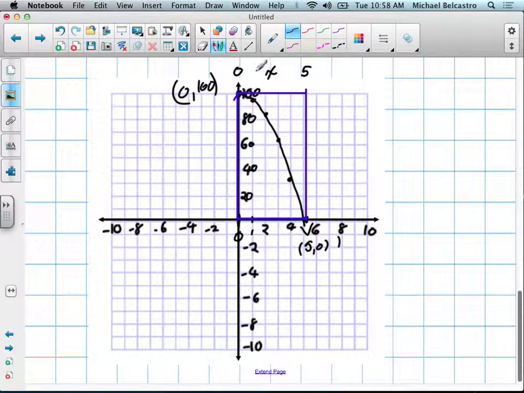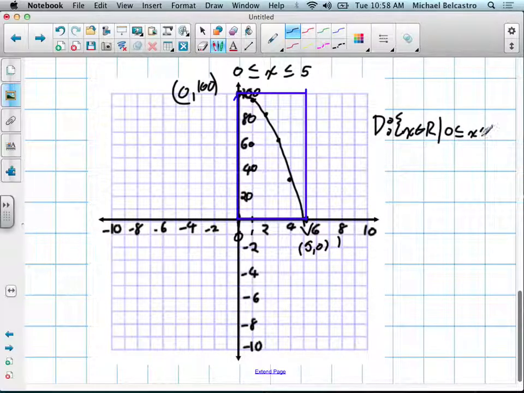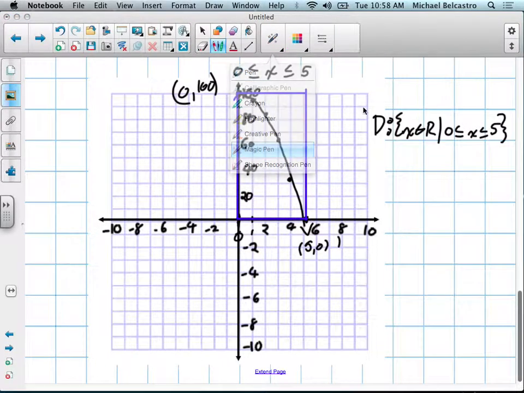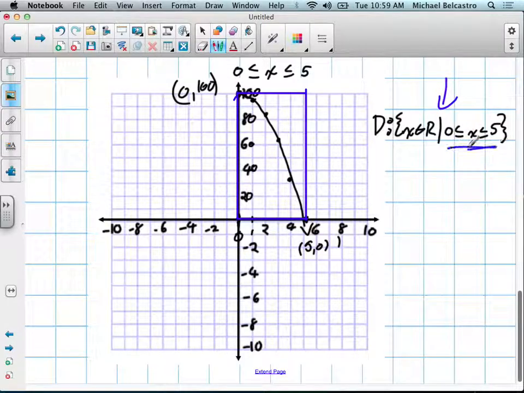So the way we write this is we say x is greater than or equal to 0, but less than or equal to 5. So when we go to write the domain, because it's a continuous function, we have to start with x, an element of all real numbers, such that x is greater than or equal to 0, but less than or equal to 5. We need to write it in this function notation. It needs to look this way when we write it out.